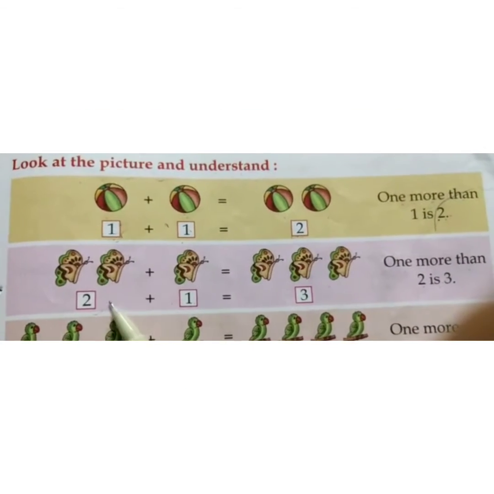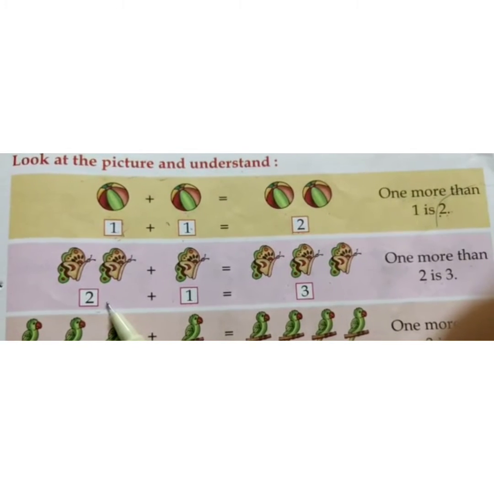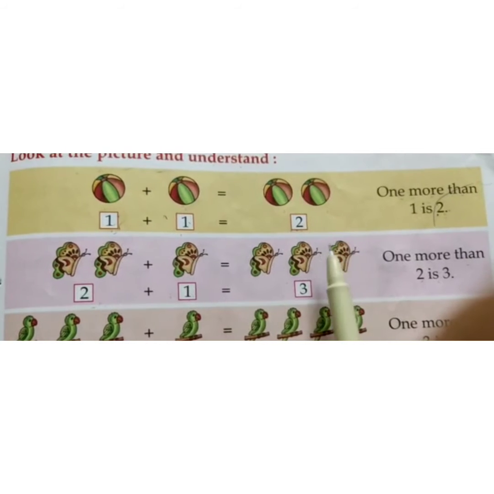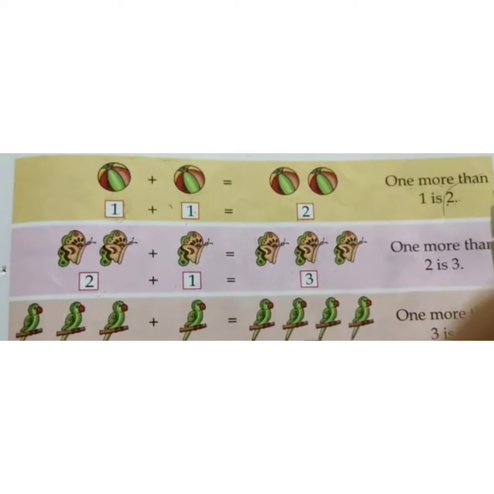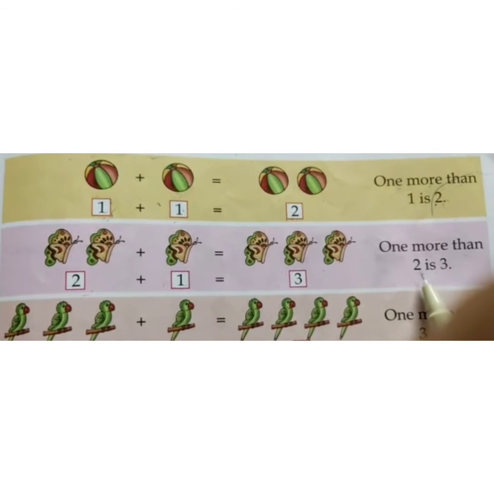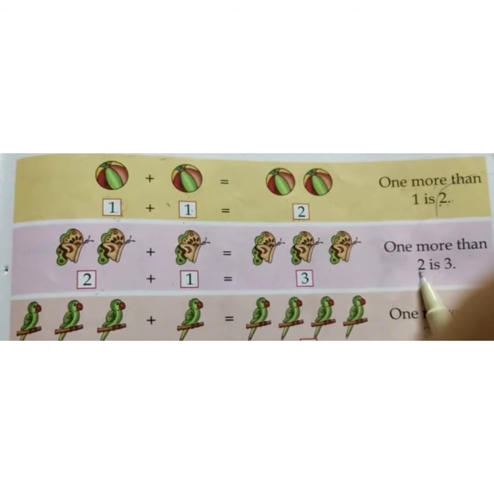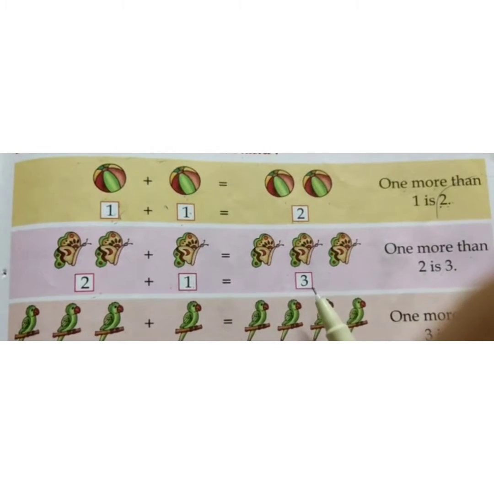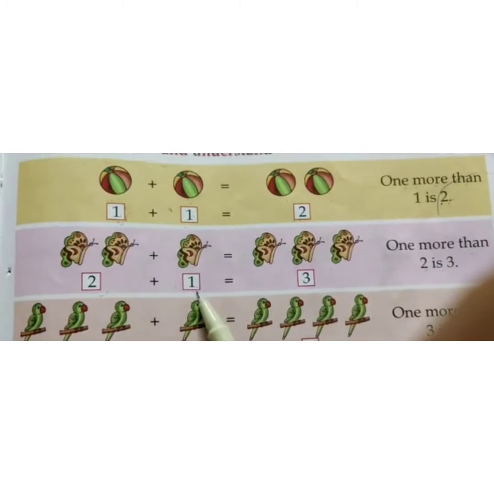Here in the second example, we are having 2 butterflies. If we add one more butterfly to it, the answer will be 3. Or we can say 1 more than 2 is 3. Here the given number is 2. If we add 1 to the given number, the answer is 3. 2 plus 1 will be equal to 3.